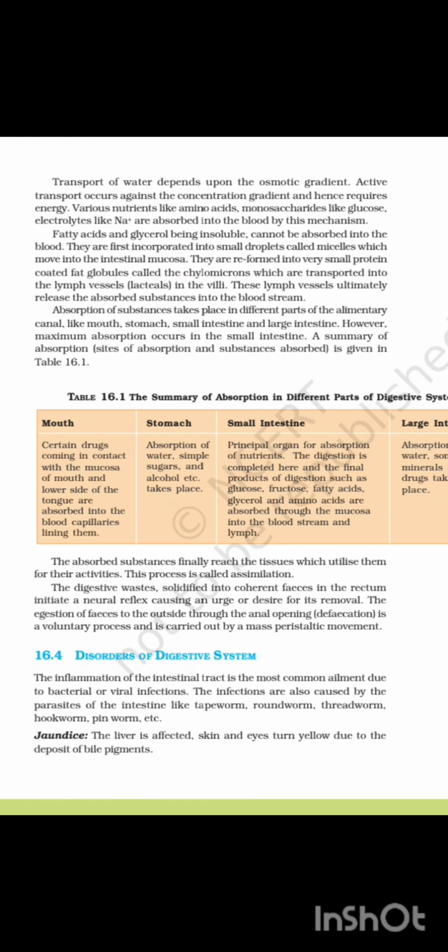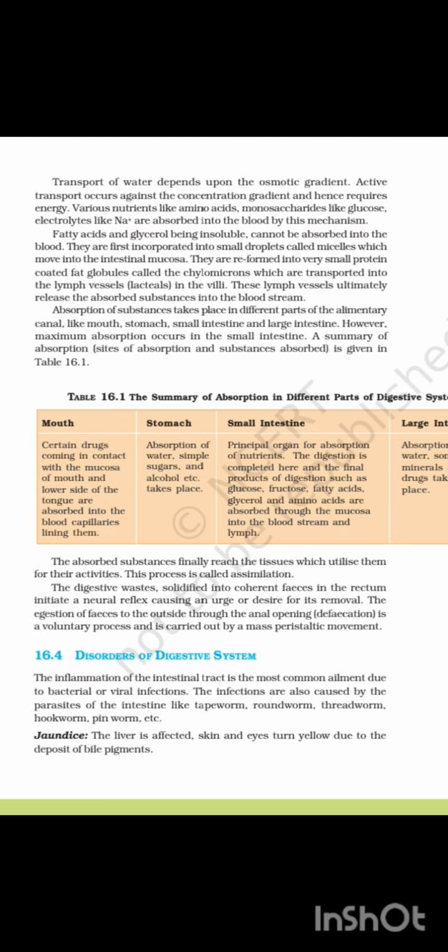Fatty acids and glycerol, being insoluble, cannot be absorbed into the blood. They are first incorporated into small droplets called micelles, which move into the intestinal mucosa. They are reformed into very small protein-coated fat globules called chylomicrons, which are transported into the lymph vessel, the lacteal, in the villi. These lymph vessels ultimately release the absorbed substance into the bloodstream.